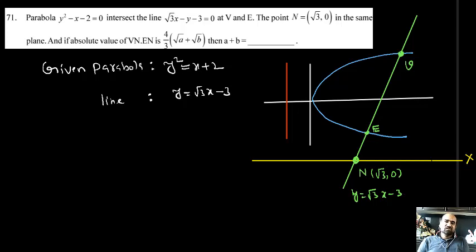Okay students, now what should we do? We want to find the absolute value of VN times EN, which means we want the lengths of the line segments NV and NE. Then the product is equal to 4 by 3 times root A plus root B, and after that I will find the A plus B value. To find NE and NV, let NE equal some length r1 and NV be r2.